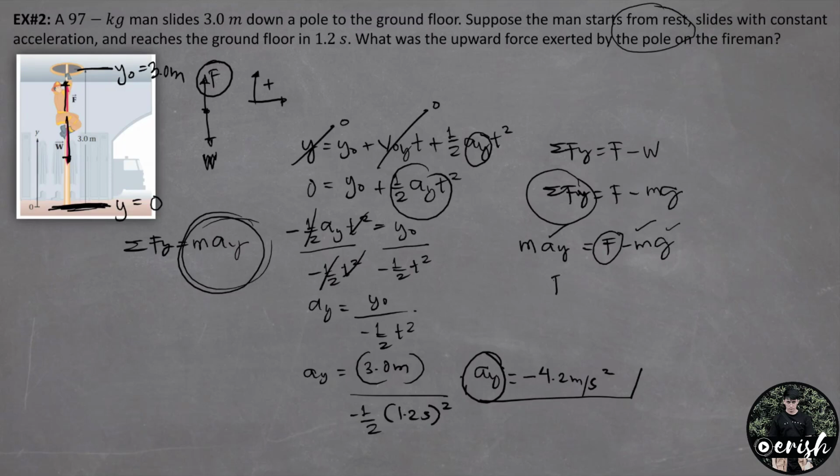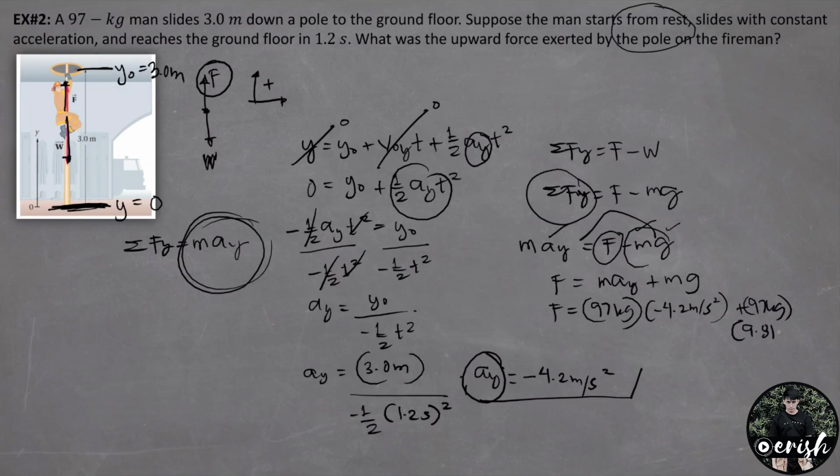Calculating the force, derive na natin equation. This is now mass times acceleration Y, nilipat natin ito sa kabila, and then pinagbaliktad lang natin yung equation. This is positive mass times gravity, or simply, this is equal to, ang given values natin is yung mass, 97 kilograms times negative 4.2 meters per second square, plus again 97 kilograms times the gravity na 9.81 meters per second square. By calculating, force now is equal to 540 Newton.